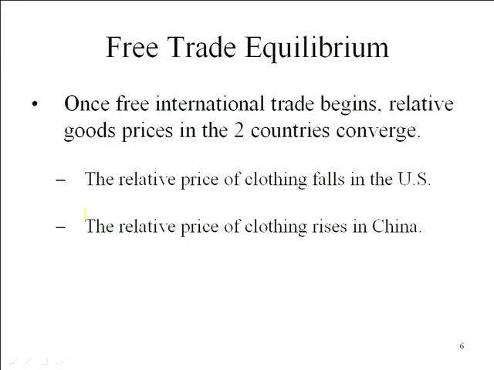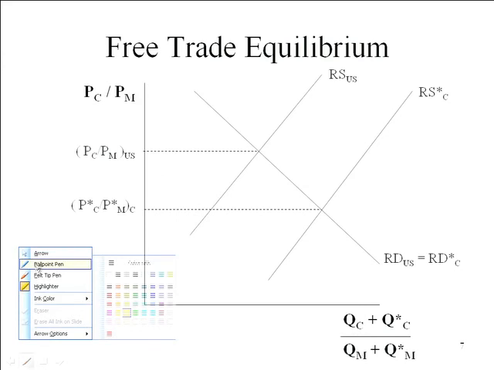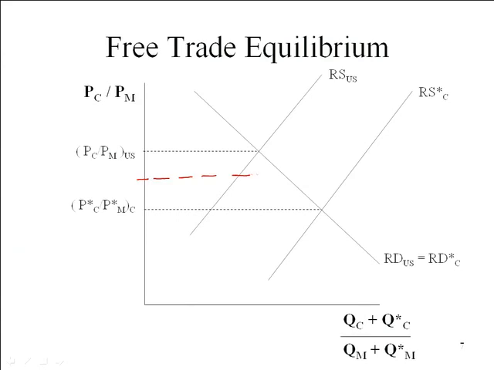So what we end up with then is a situation where we have a convergence of the relative prices to something between where we were before, that is before opening it up to trade, somewhere between our autarky prices. So the relative price of cloth rises in China and falls in the United States. This also tells us then that we have a world relative supply curve that lies between the relative supply curves of the two countries. Okay.